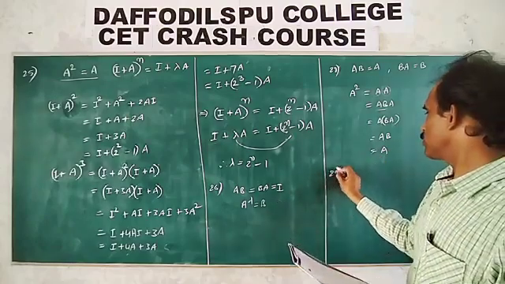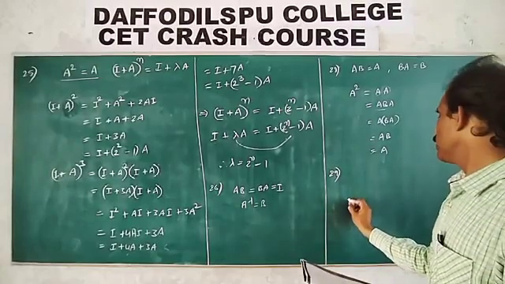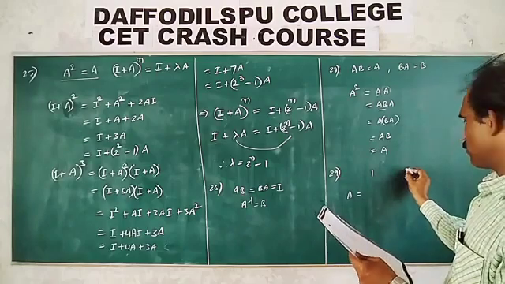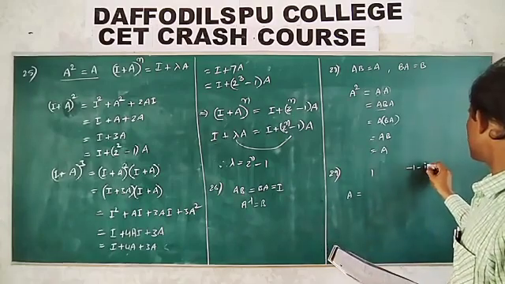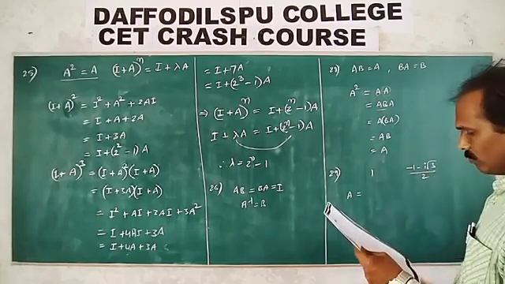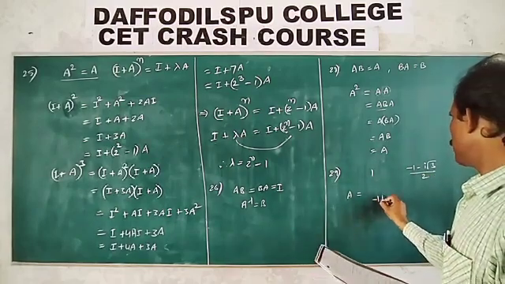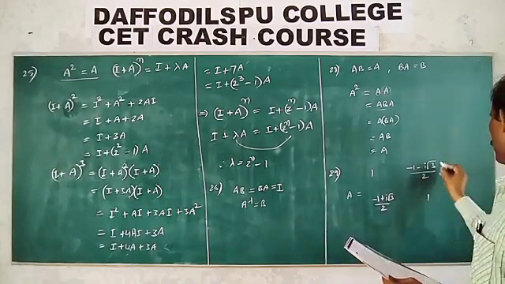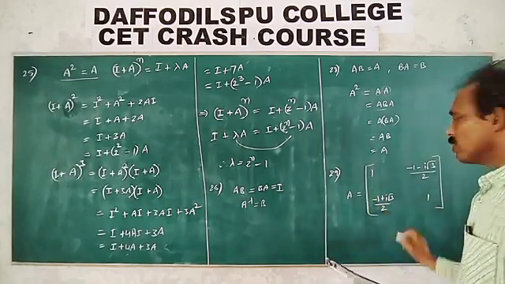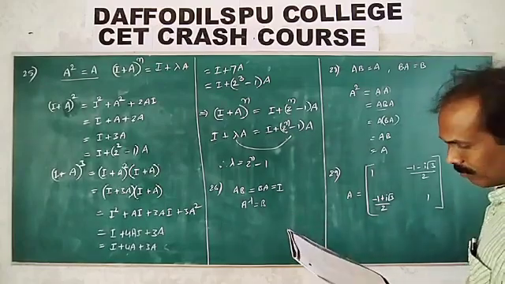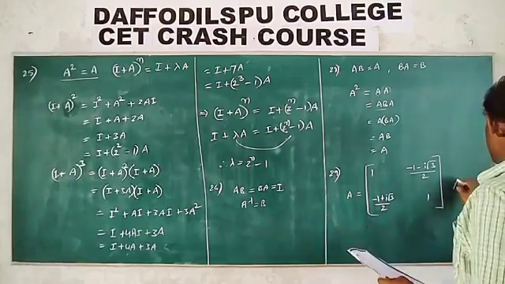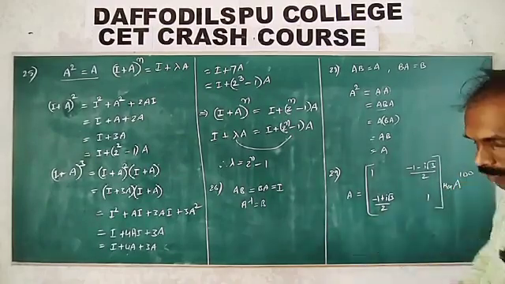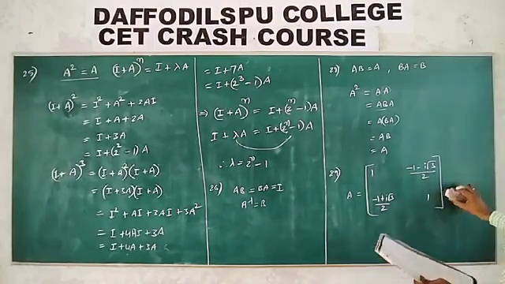29. Given matrix A is equal to [1, minus 1 minus i root 3 by 2; minus 1 plus i root 3 by 2, 1]. This is the given matrix A. Then find out the A to the power of 100 value.